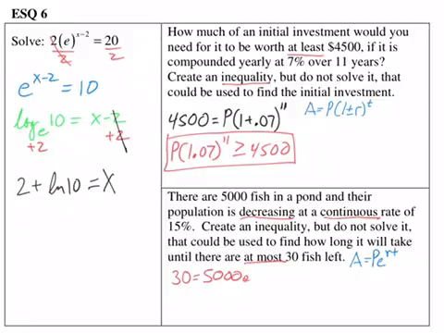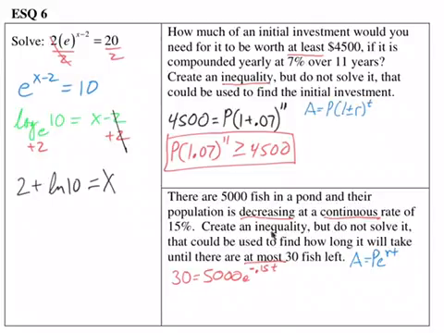We have e and the r. Do we know the rate? Yes, the rate is 15%, but it's negative. Isn't it decaying by 15%? And do we know t, the amount of time? No, that's what we're looking for. So let's make our variable t. So we just made an equation that is continuously decaying at 15%.